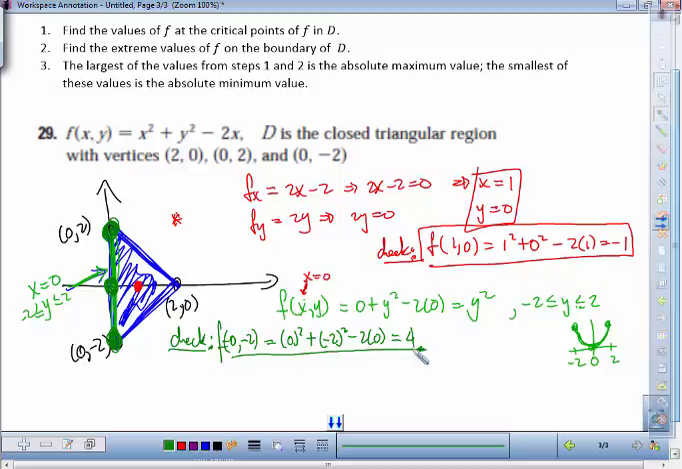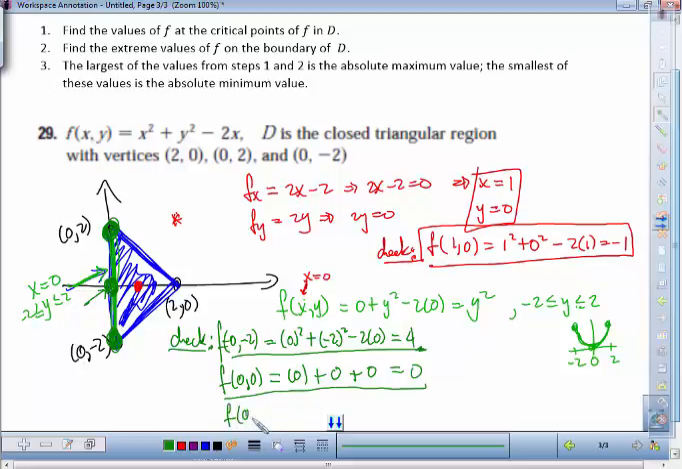So I have a height of 4. That's bigger than -1. So between these two, -1 would be a good candidate for the absolute min. But then we have to check the other ones. So f of (0, 0), that's this point right here. So 0 plus 0 plus 0, which is 0. So that's between 4 and -1, so this is nothing.